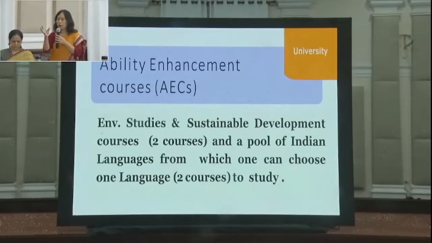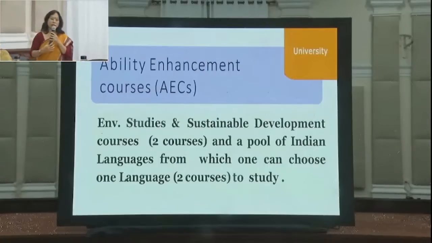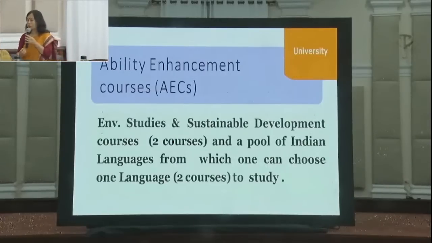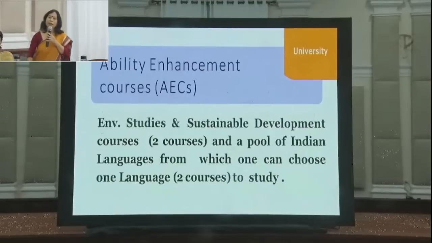When you talk about these 2 types of courses, they will run in flip mode. So maybe half of the students will study environment in the first semester, and the other half will study an Indian language. The range of Indian languages available for a student to choose from is the 22 languages already listed in the 8th Schedule of our Constitution. So all these have to be provided.